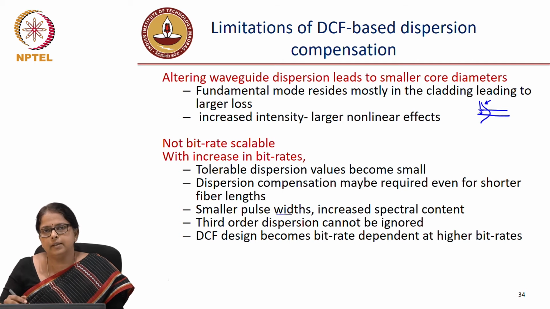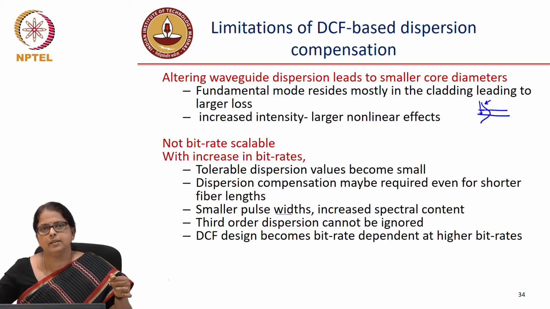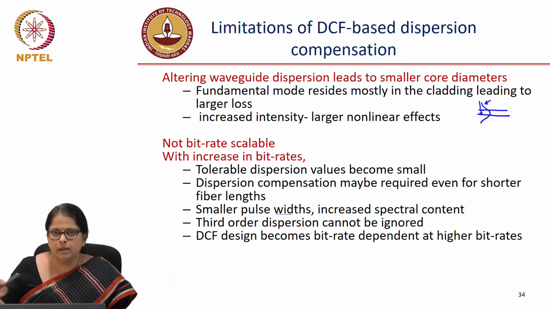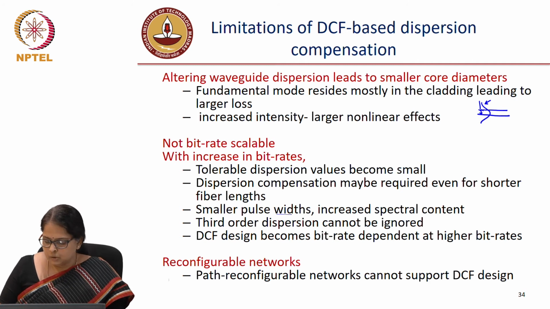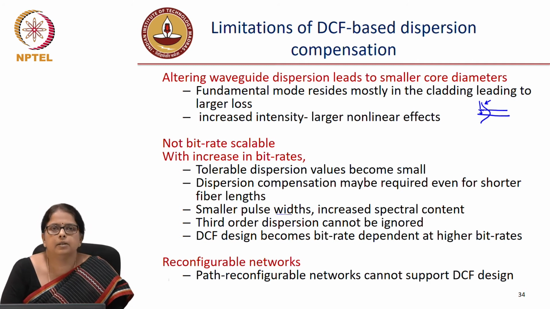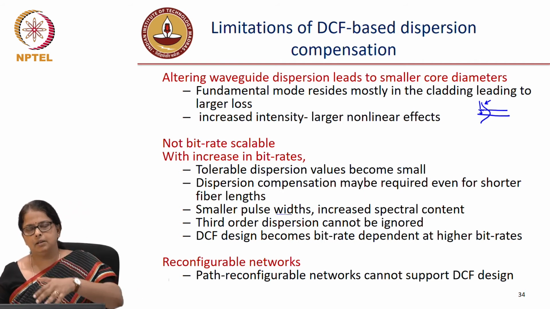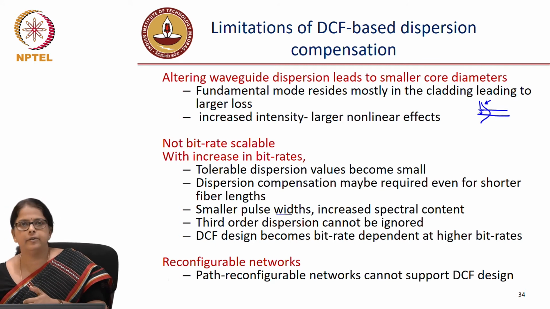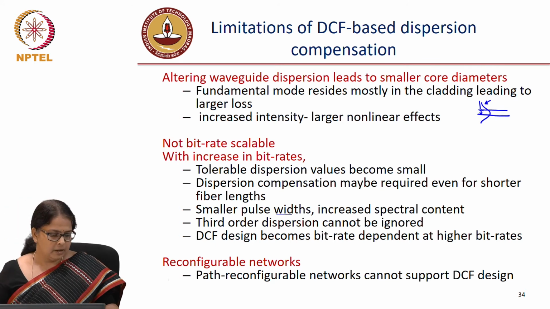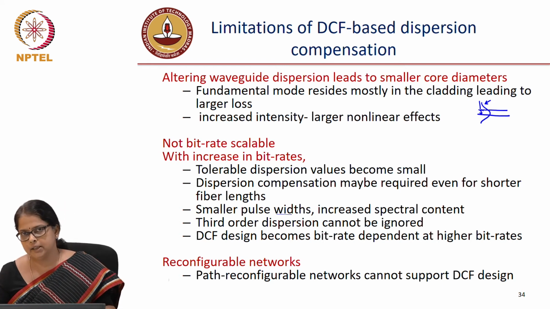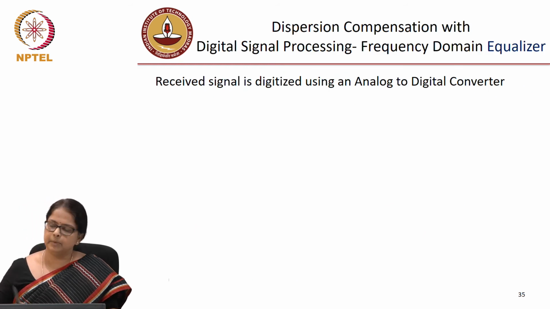Once you have designed the DCF, it will remain fixed as far as the pulse width and the repetition rate go, which is a very limited design. The other major difficulty as far as optical networks are concerned is that you cannot make your network path reconfigurable. Your network cannot keep changing paths because the length will be different, so the required DCF could be different.